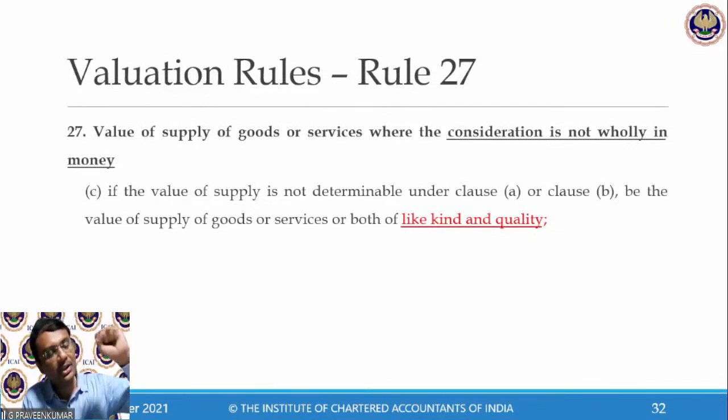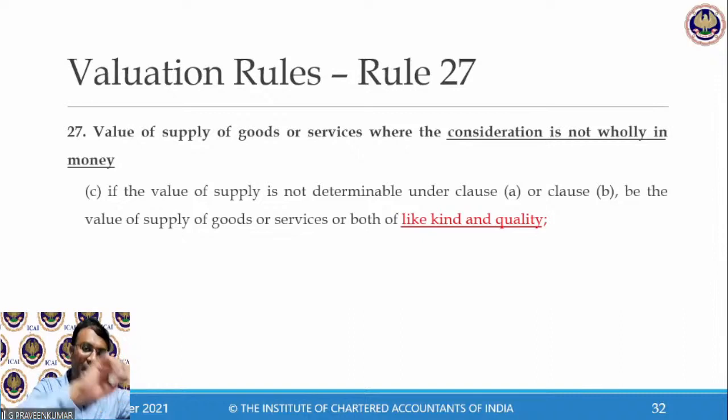I received cash of 45,000. For the balance, I don't have evidence of how much I have received. Then, since there is no open market value, I'll go with like kind and quality. Instead of comparing with Sony, I'll go for an equivalent Samsung. If I have this Samsung TV which has all the features equivalent to Sony, I'll take the open market value of the Samsung TV. That is your like kind and quality.